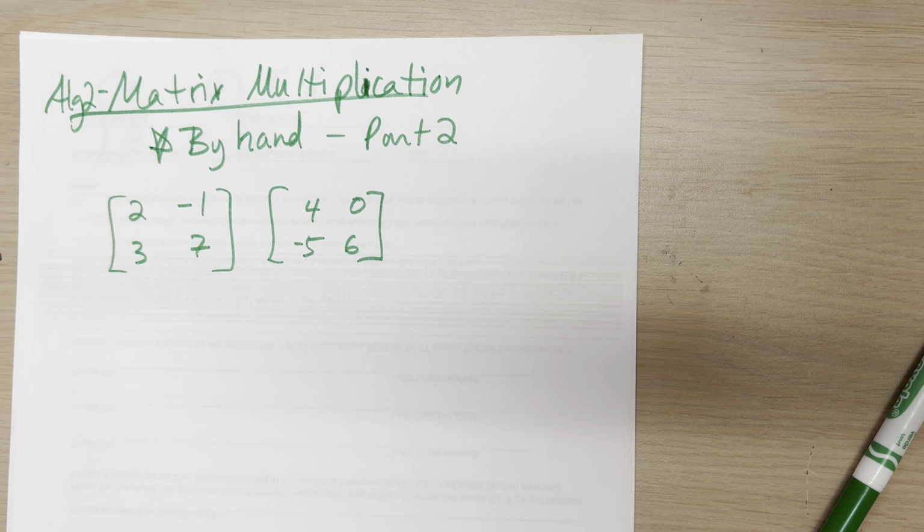We are going to be looking at matrix multiplication when done by hand. This is part 2 of probably 4. So buckle up. This is weird.